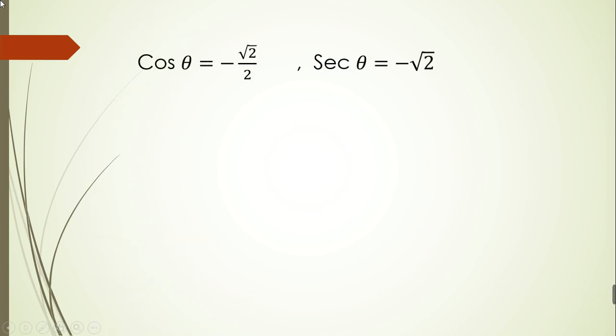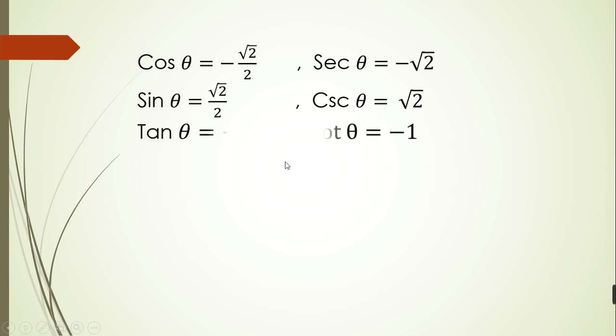Now let's solve. Cosine theta equals negative root 2 over 2, and sec theta, the reciprocal, equals negative root 2. Sine theta equals root 2 over 2 and cosec theta equals root 2. Tan theta equals negative 1 and cotan theta equals negative 1. Okay?